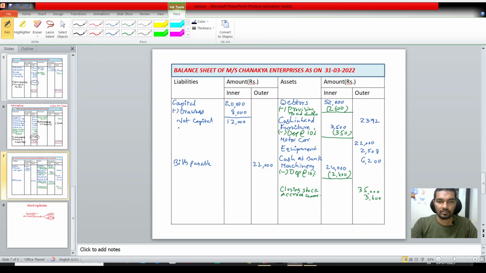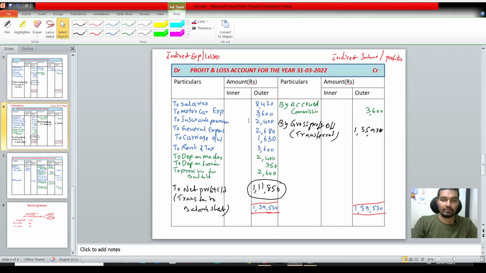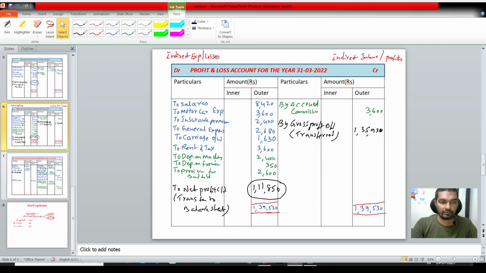So this 1,11,850 is transferred to the balance sheet. For the capital, the rule is that whenever net profit comes, we need to add it. If net loss comes, we need to subtract it. So we got the net profit, right? 1,11,850. That should be added to capital. So add net profit, the amount of net profit 1,11,850.